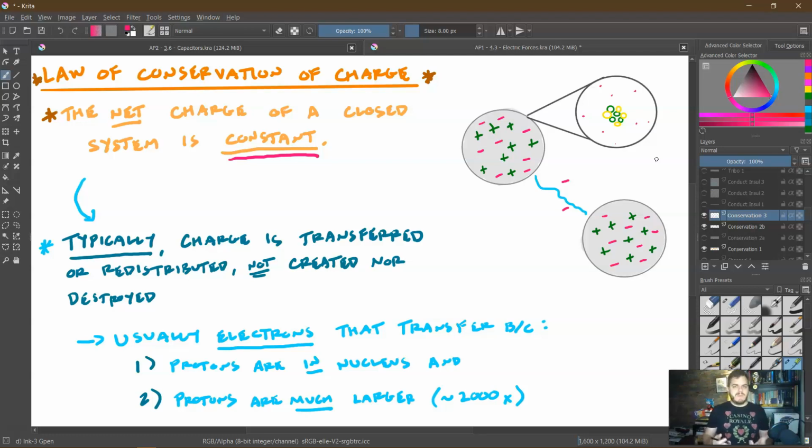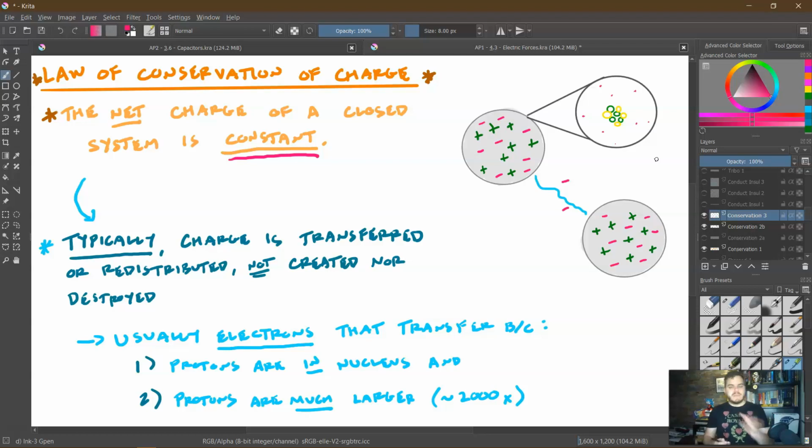And additionally, protons are way, way bigger. Although protons and electrons have the same charge, though of opposite sign, the mass of a proton is almost 2,000 times bigger than that of an electron, meaning that it's going to be way, way harder to accelerate than an electron would be.